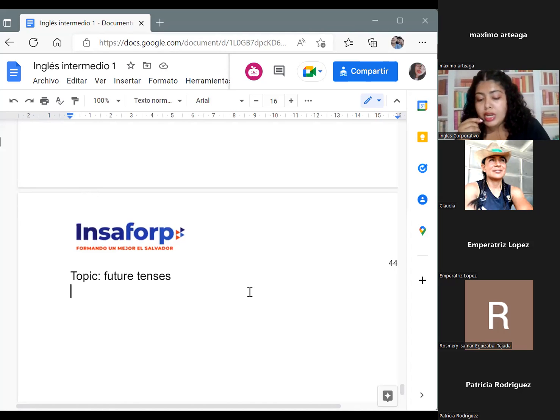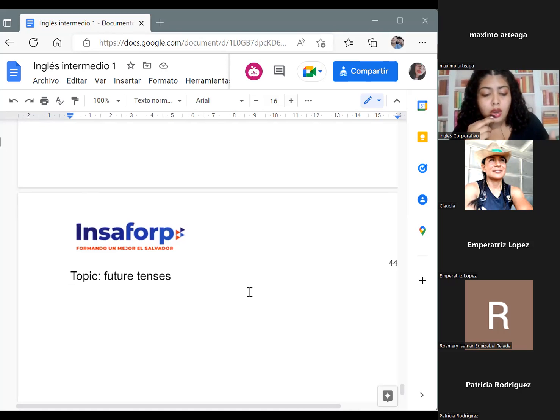For example, if you help me, I will help you. So in this case, the first element that we are going to use in the future is will. And we are going to use it as an auxiliary verb because we are going to use another verb, but that verb is going to be in a base form.